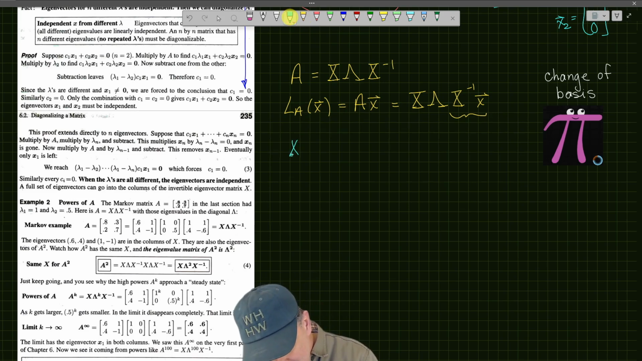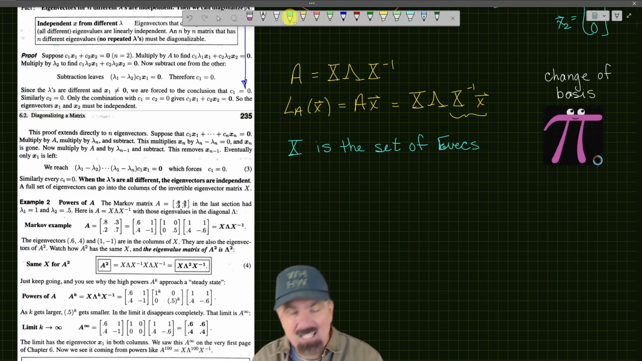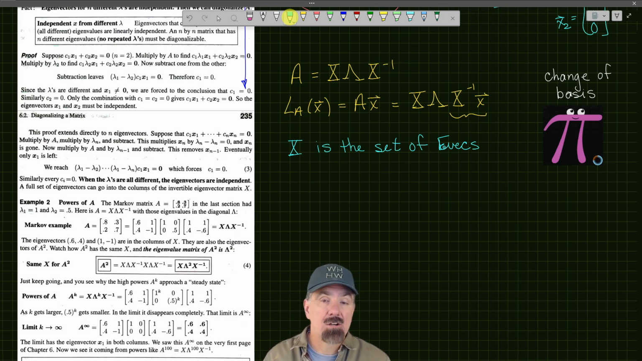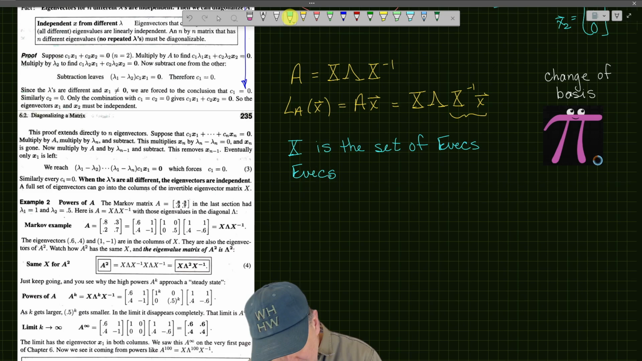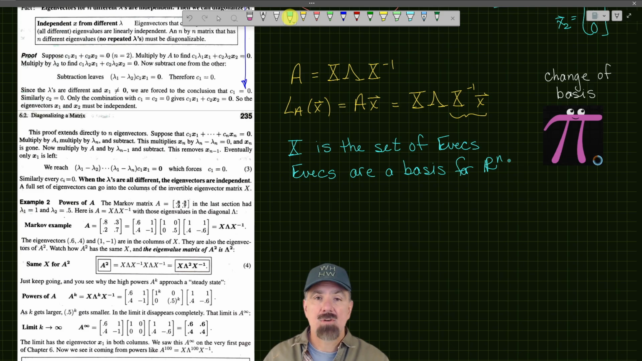Let's go back. X is the set of eigenvectors. In fact, if they're linearly independent, the eigenvectors form a basis for Rn. So the eigenvectors are a basis for Rn. What the matrix X represents is the change of basis for going from the standard basis to the eigenvector basis. That's what we want to do.